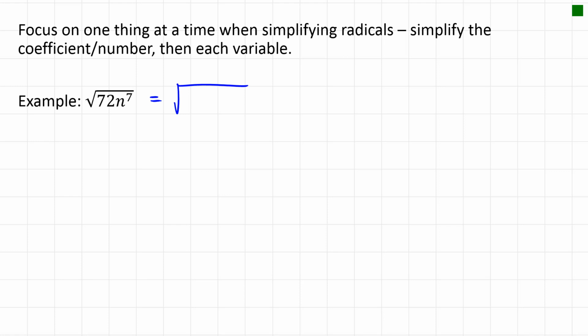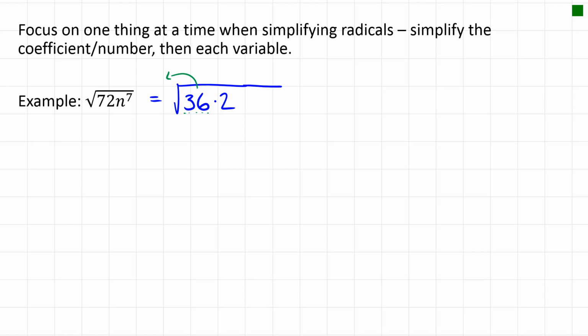I could try 72 divided by 16, but that's 4.5, so that doesn't work. So let's do 72 divided by 36. And if I do 72 divided by 36, I'm left with 2. So 72 is the same as 36 times 2. So here is my largest perfect square that's in 72 that I'm going to be able to pull out of this radical. Now let's carry on with the variable part.